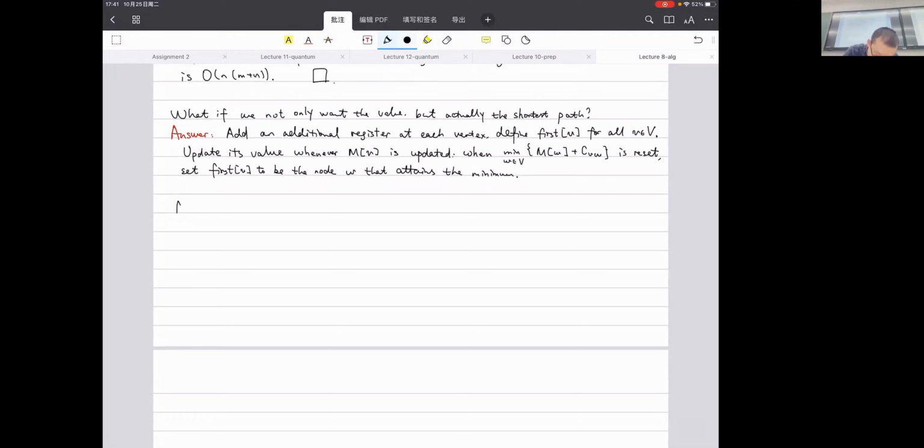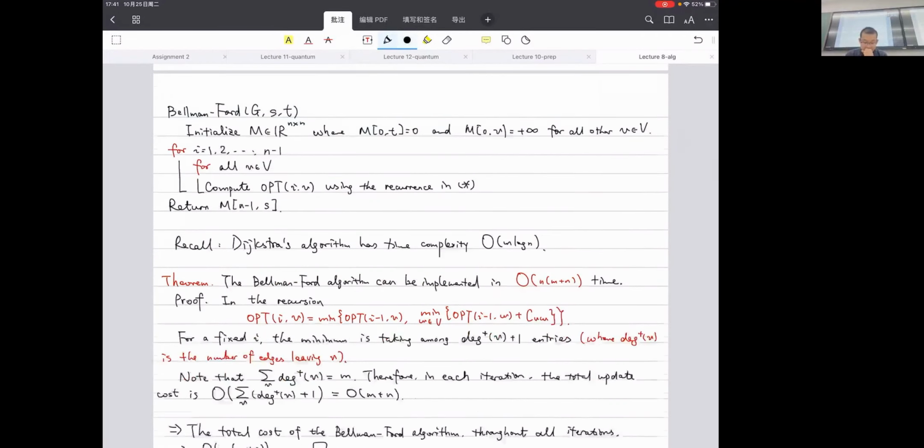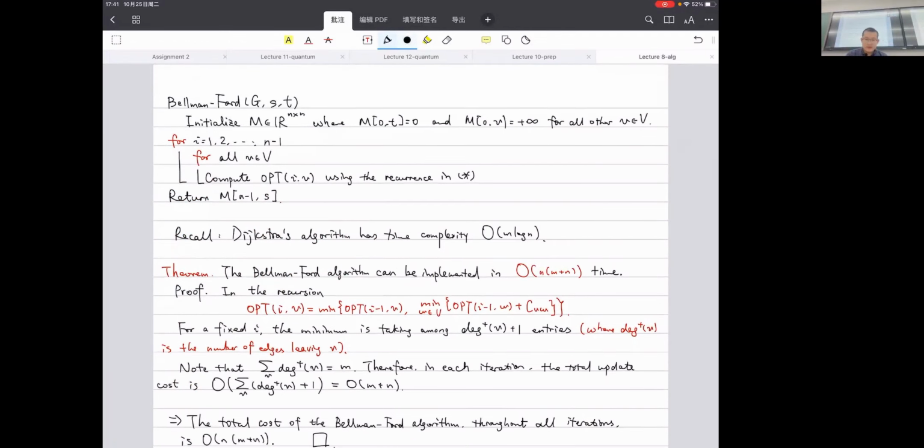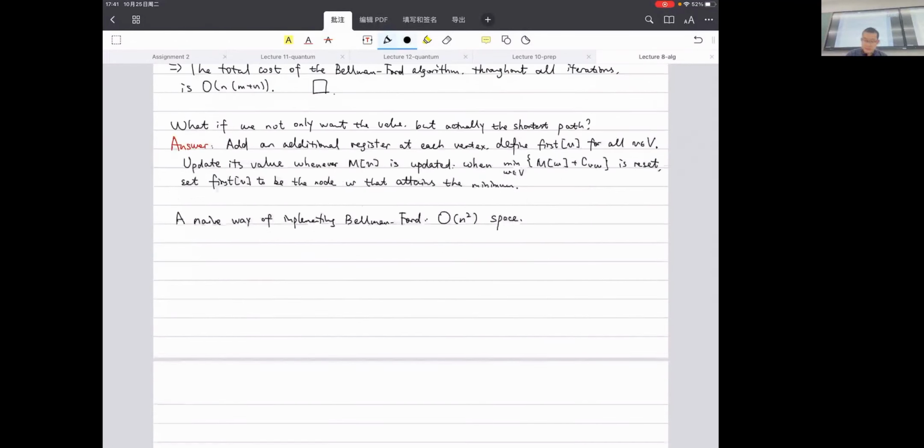So a naive way of implementing Bellman-Ford is, of course, going to take O(n squared) space, because this matrix M is an n by n square matrix. So O(n squared) space complexity is always going to work here.